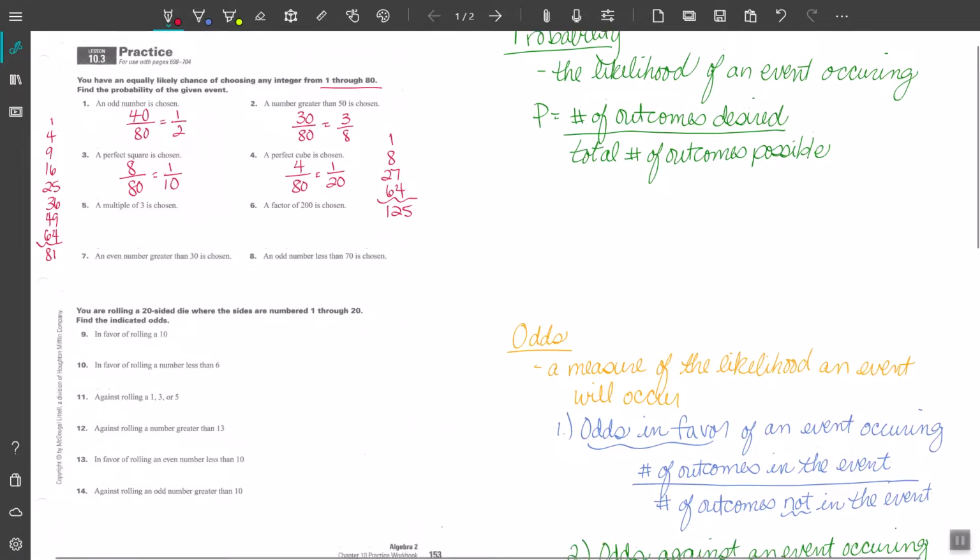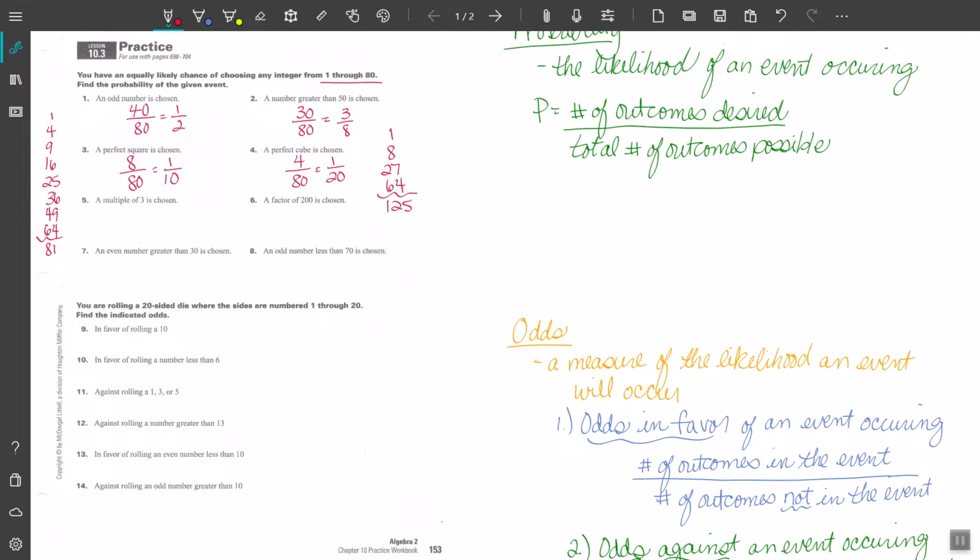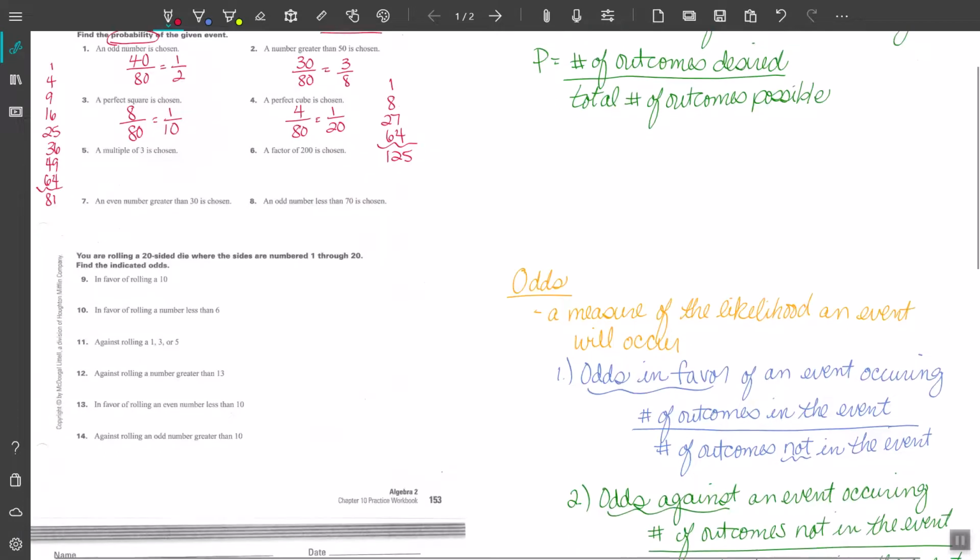So now moving down the page, we're moving into odds. Up here in the directions, in 1 through 8, if you go back there just for a minute, they actually asked you to find the probability. So they're going to tell you whether they want you to find probability or odds. In 9 through 14, they say find the odds. And they've just switched scenarios on us. Now we're rolling a 20-sided die where the sides are numbered 1 through 20. So now we don't have 1 through 80 as possibilities. Now we have 1 through 20.